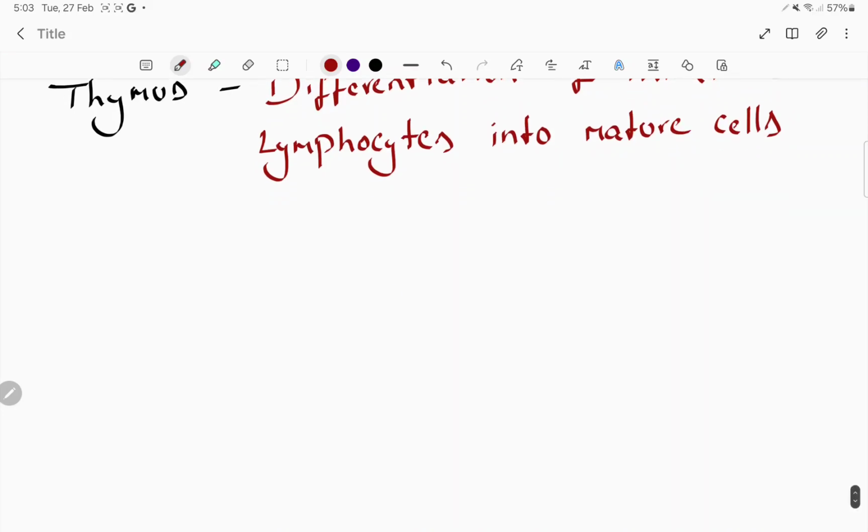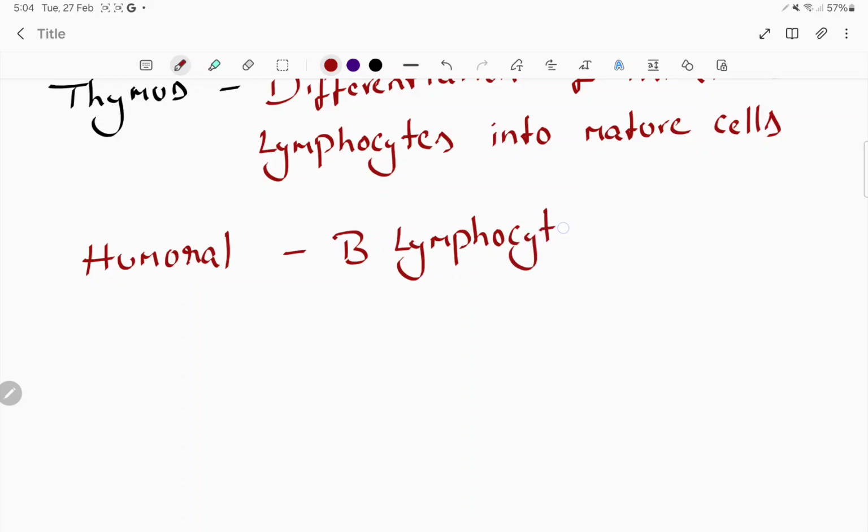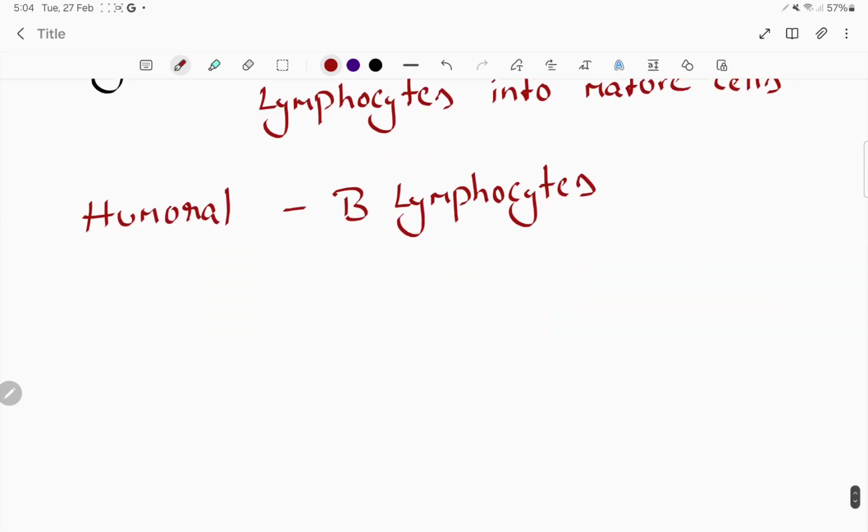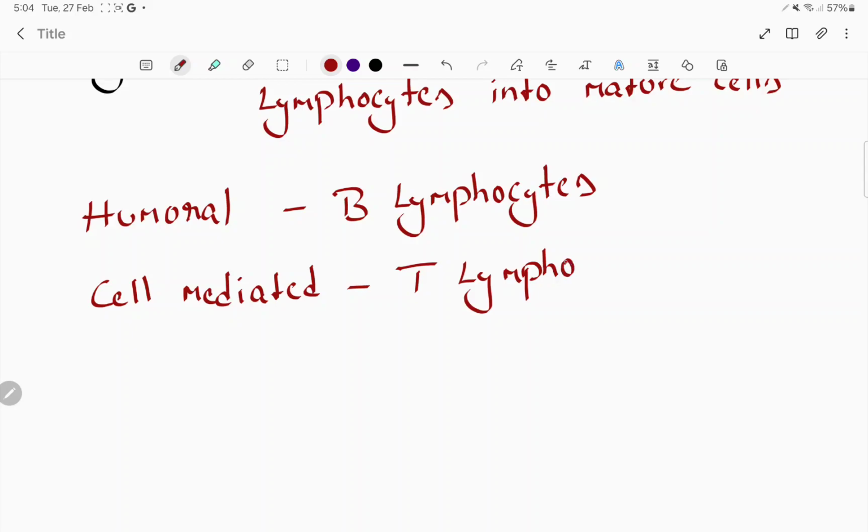So let's see some of the points about humoral immunity. For humoral immunity, it is B lymphocytes, meaning bone marrow activated lymphocytes. Remember, these are the lymphocytes which will be producing the antibodies. And for cell mediated immunity, it is T lymphocytes.